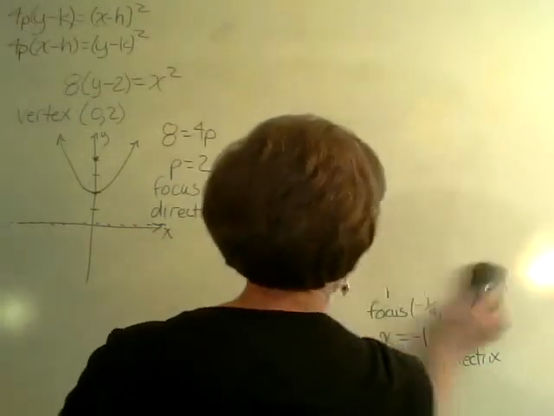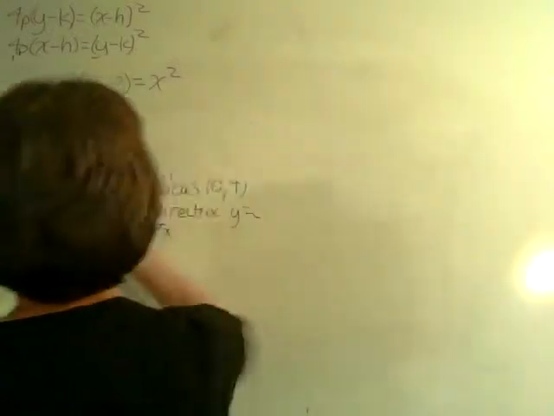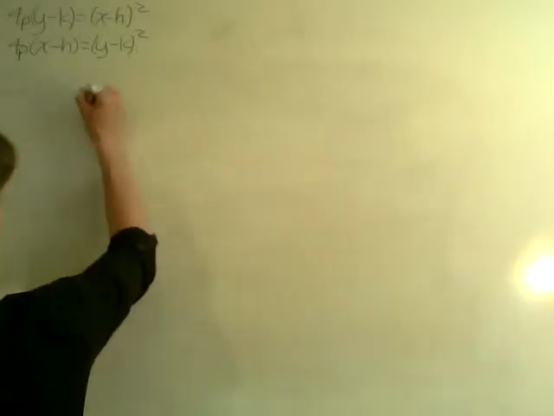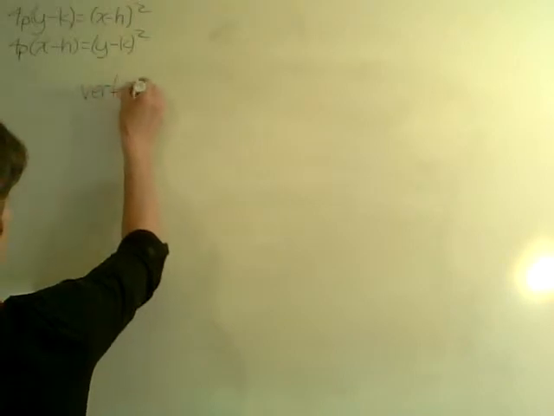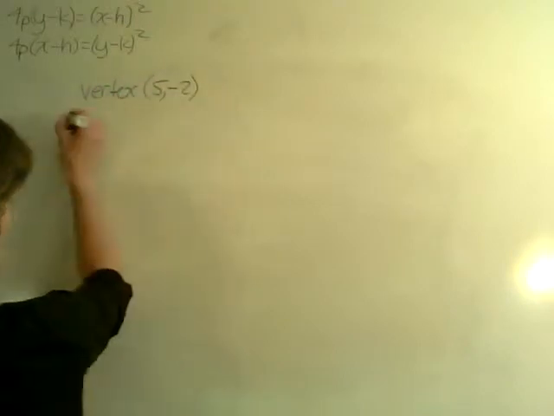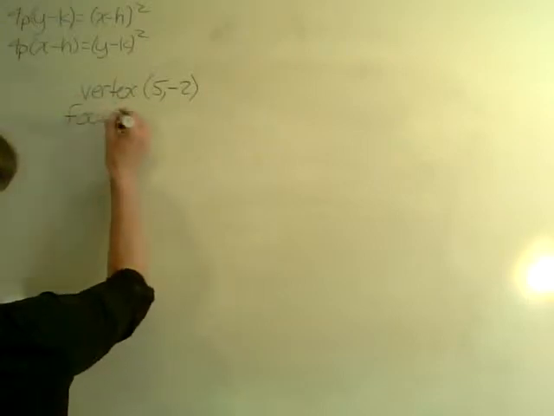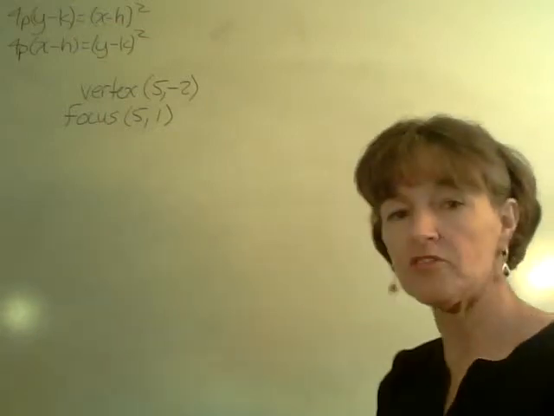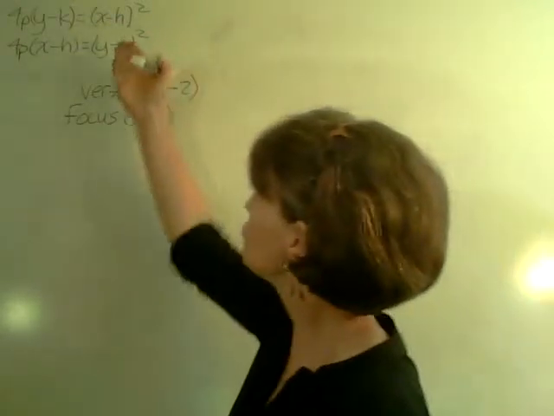All right, so let's suppose that I know my vertex and I know my focus, and I want to write an equation for that parabola. My vertex is (5, -2), and my focus is (5, 1). In order to write this equation, I need to know first which form to start with.